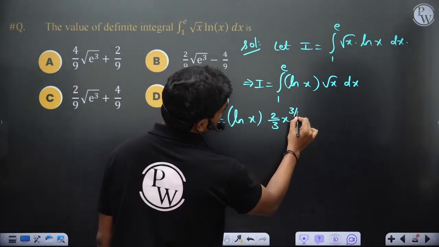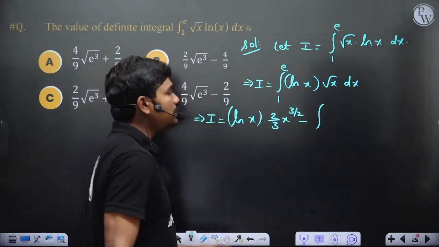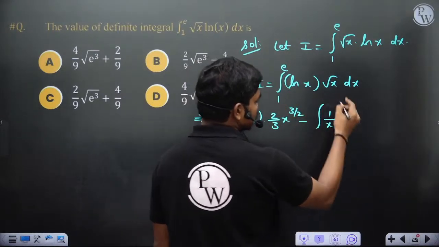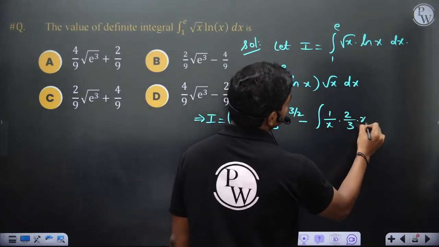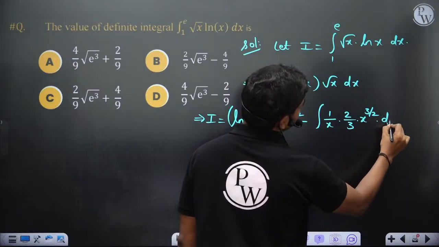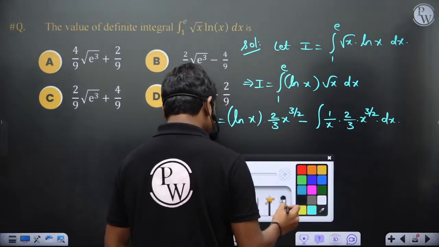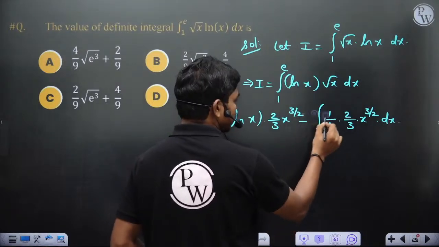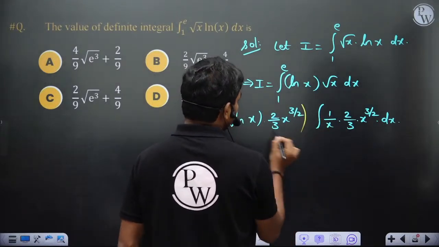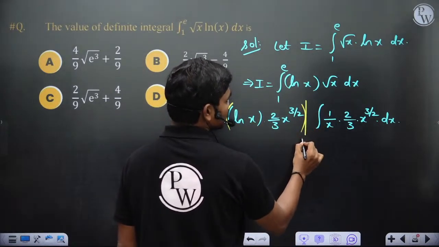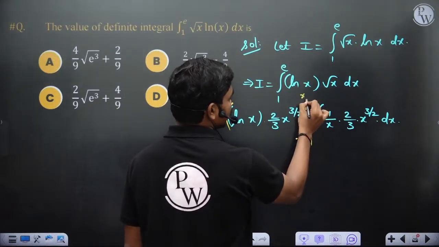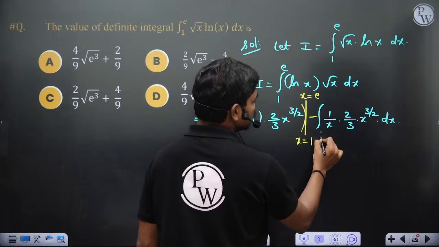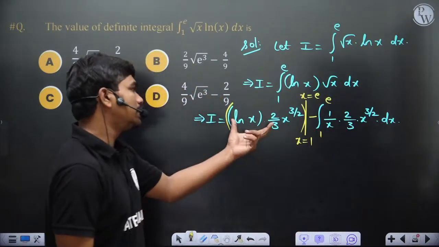Okay, so that's the integration of root x function, minus the integral of the derivative of log x, which is 1 by x, into the integration of this function, which is again 2/3 x power 3 by 2 dx. And this complete function has limits from x is equal to 1 to x is equal to e, minus this function where the limits are from 1 to e again, because this is the simplified function.